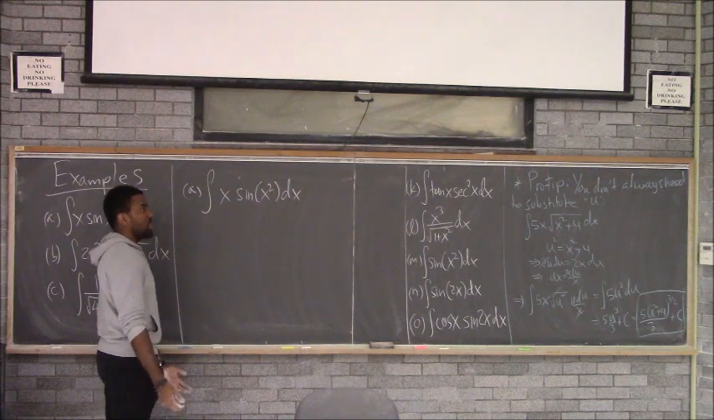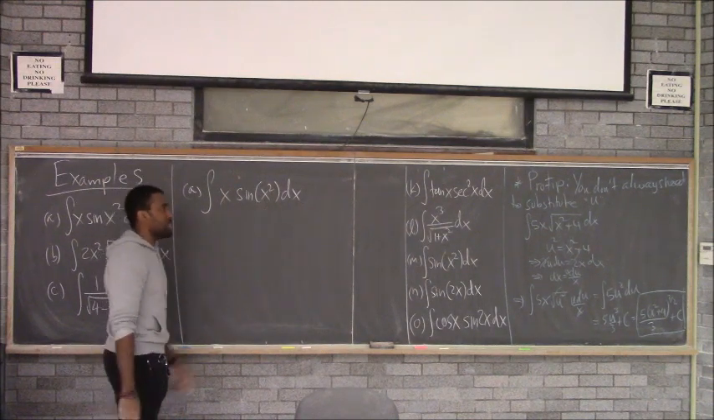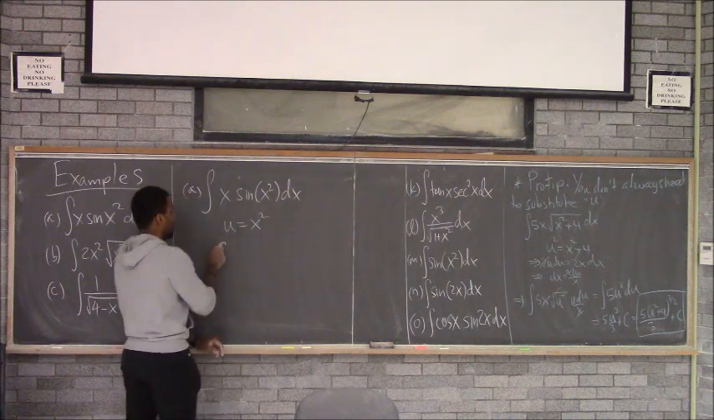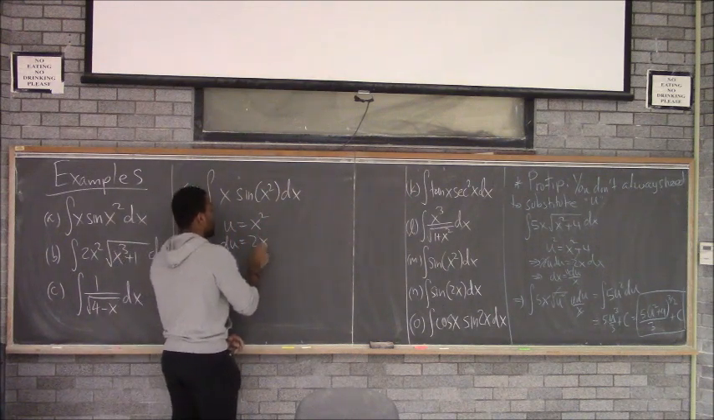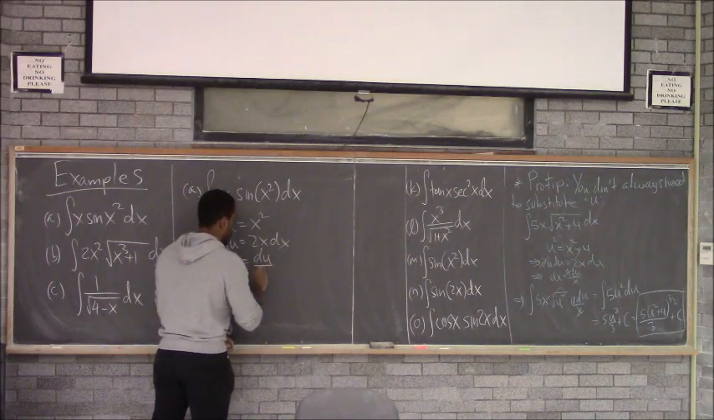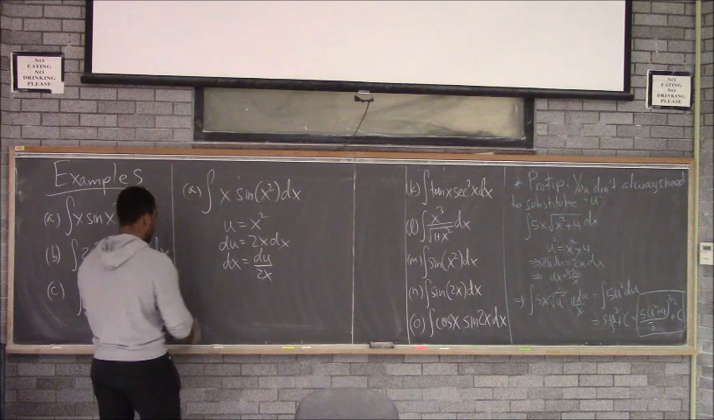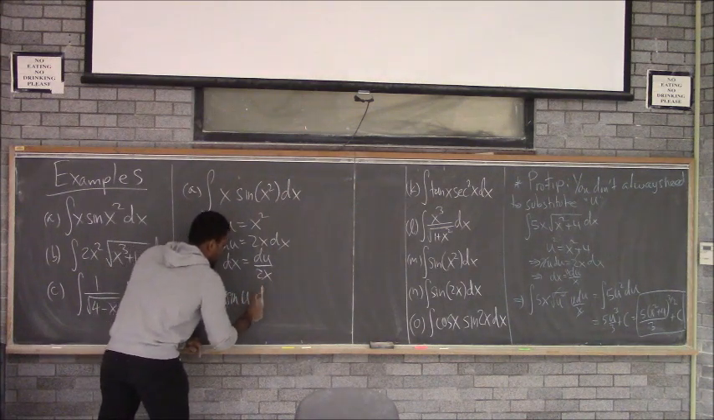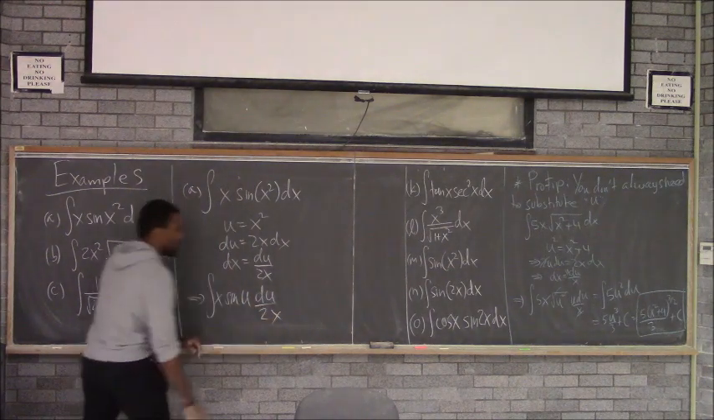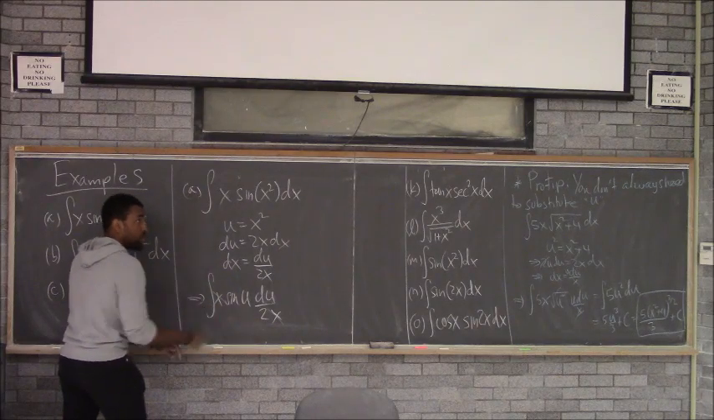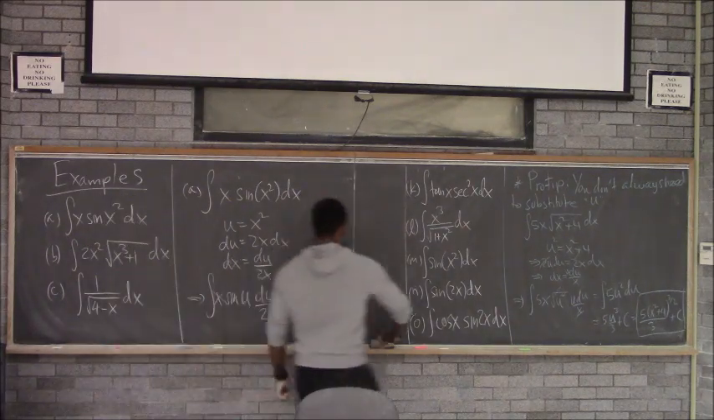So what's making this complicated? Well, that x squared inside the sine is pretty annoying. Set u equals x squared. du equals 2x dx. Solve for dx. And plug in. The x's will cancel. The 2 here factors out and becomes a half.